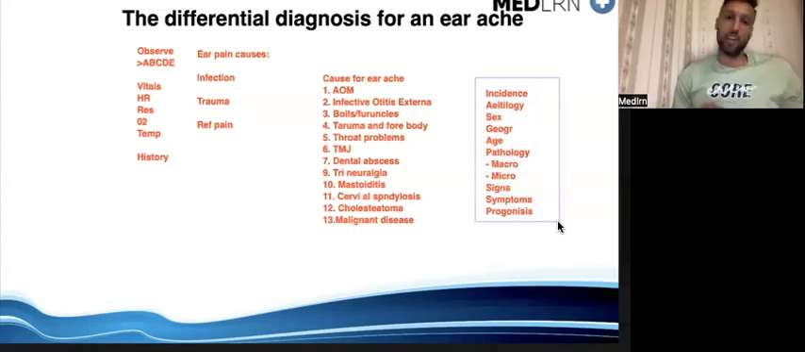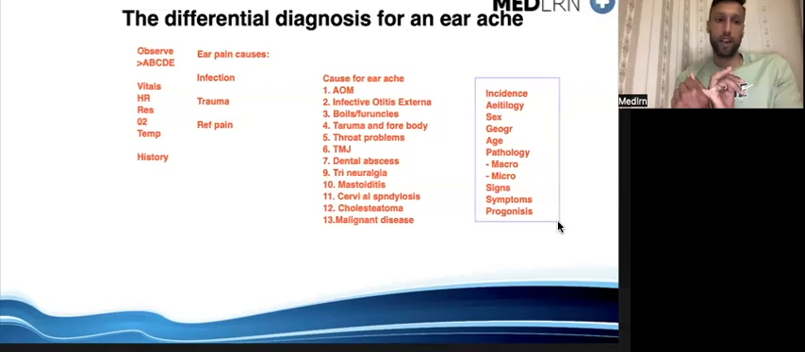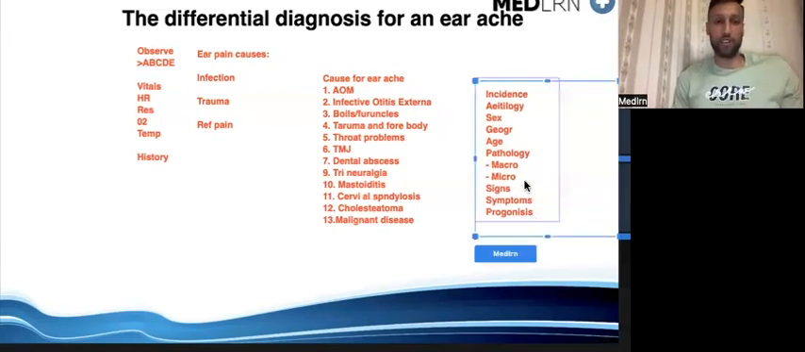Each condition, you have to know the incidence. How common is it? What causes it? Bacterial, viral, inflammatory, whatever it is. How does sex affect the condition? How does geography affect the condition? How does age affect the condition? The pathology, meaning what does happen? Macroscopic, what you can see. Microscopic is scientific and more related to cell biology. Signs, symptoms, prognosis, and then you can add treatment and differentials. This is how you need to know your conditions.